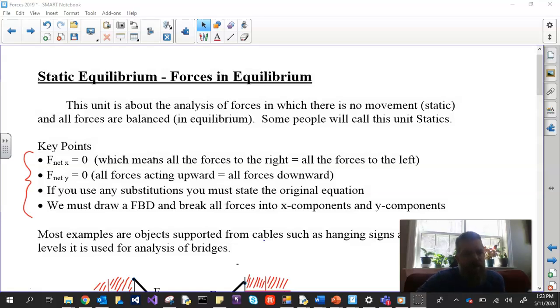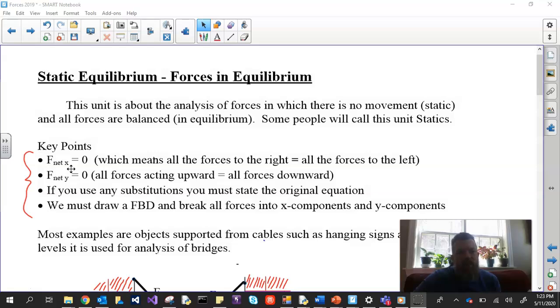So the key points in this, because they're not moving, the net force in the x direction equals 0. So all the forces to the right equal all the forces to the left. And the net force in the y direction is also balanced. So all the forces up equal all the forces down, which one of these scenarios was always true when we were working with objects that were moving.